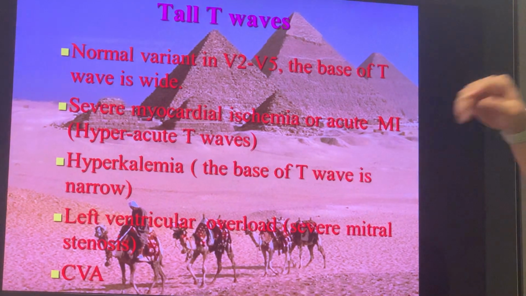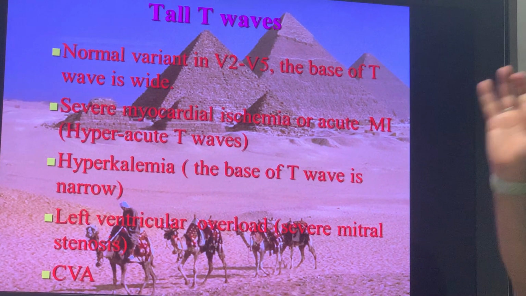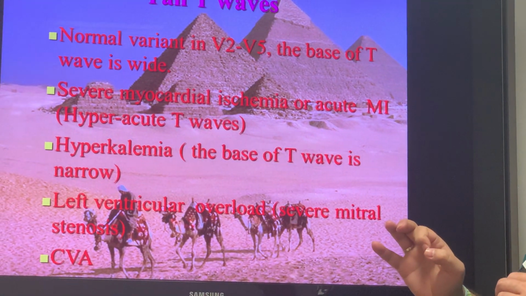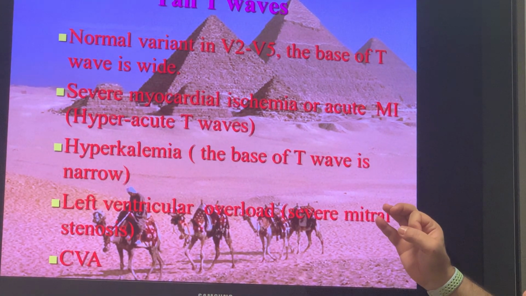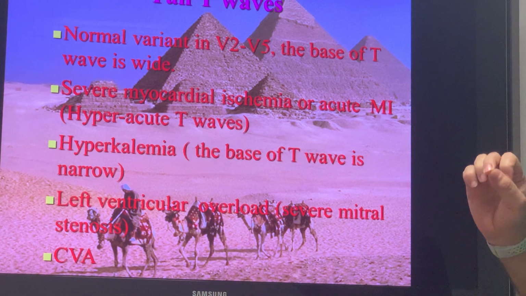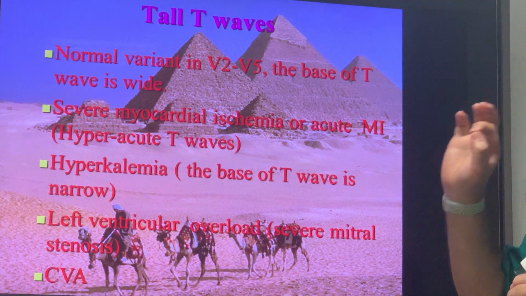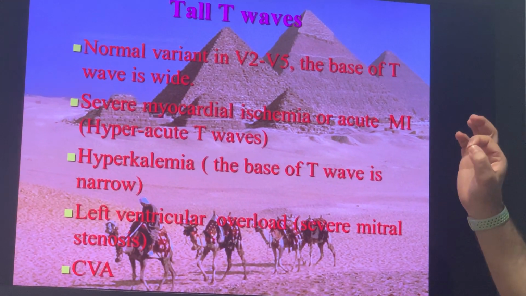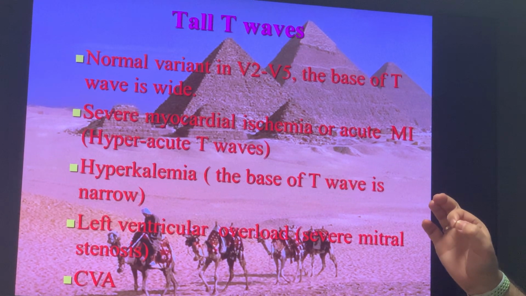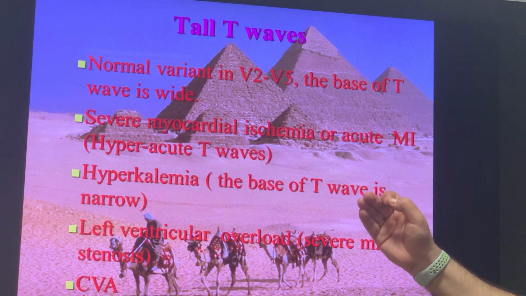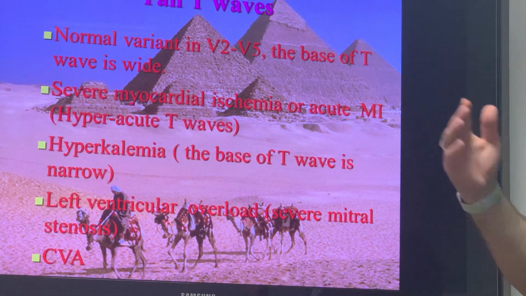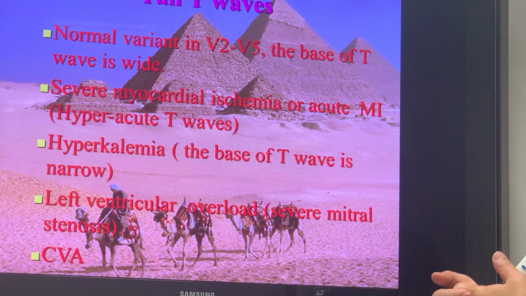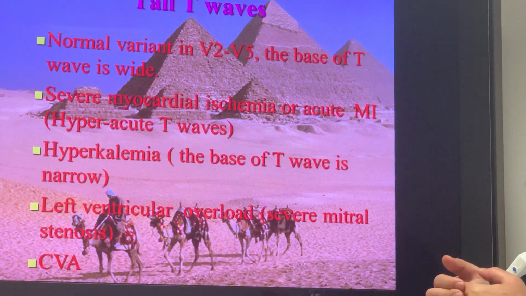In severe myocardial ischemia or acute MI, the first change to the ST or T wave is a hyperacute T wave. Sometimes we call it subtle changes in the ECG. This is a very early stage. It's not an easy job to pick it up because it will be there for a few minutes, then the ST segment will develop. Maybe in my life I have seen it 3-4 times maximum.